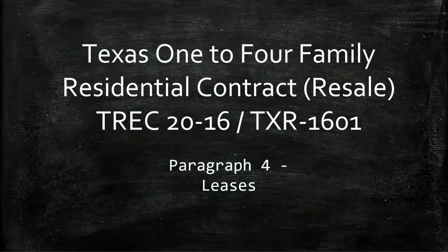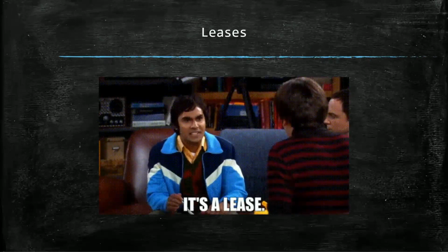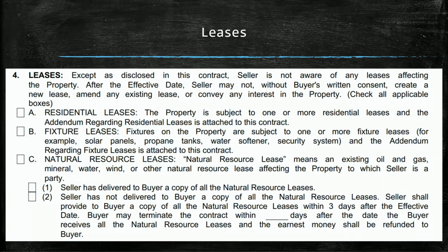Today, let's talk about paragraph 4 of the 1-to-4 family residential contract. It pertains to leases that are applicable to the property, and not just residential leases. It deals with all different kinds. So there's residential leases, there's fixture leases, which we'll talk about here in just a minute, and there's also natural resource leases. So the contract says, except as disclosed in this contract, the seller is not aware of any leases affecting the property. So that's our baseline. Unless we say otherwise, there are no leases impacting this property.